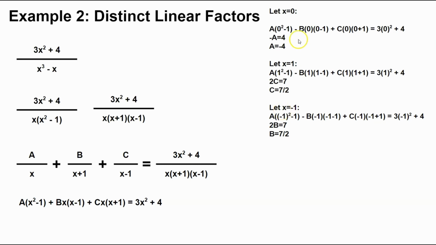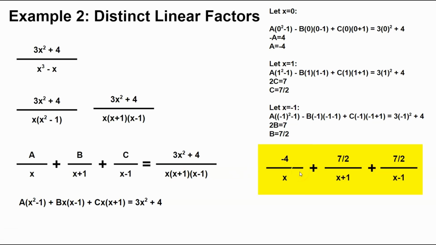So now put all the a, b, and c values together into this original expression, and we get negative 4 over x plus 7/2 over x plus 1 plus 7/2 over x minus 1. This whole expression is equal to the original function.